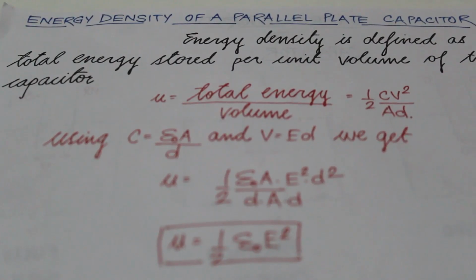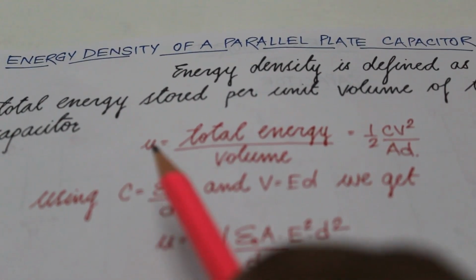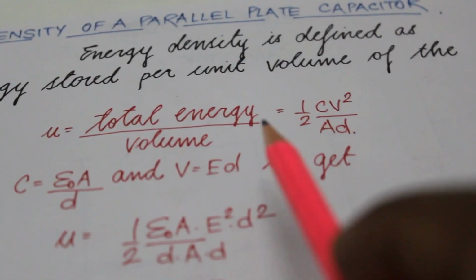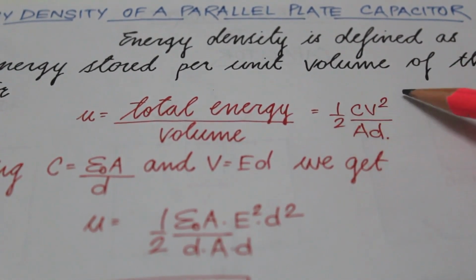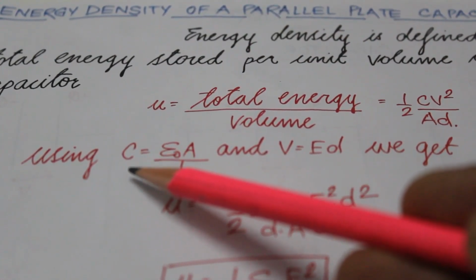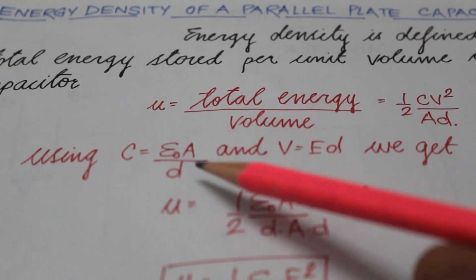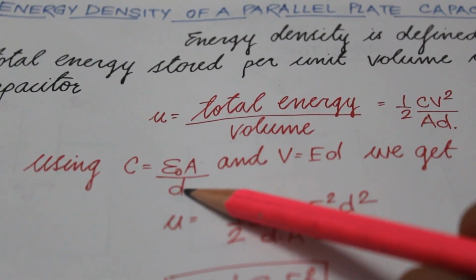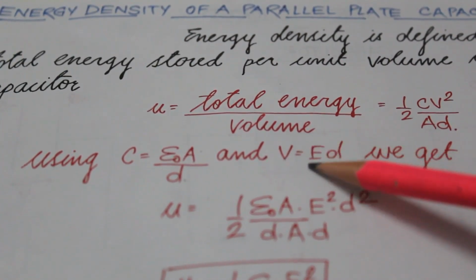Moving on, now we'll find out the energy density of a parallel plate capacitor. Energy density is defined as the total energy stored per unit volume of the capacitor, which is given by small u. So small u is equal to total energy upon volume. As we have already discussed, total energy is given by half CV square, upon AD. Now we know that the capacitance of a parallel plate capacitor is given by epsilon naught A upon D, where A is the area of the plate, D is the distance between the two plates, and potential is given by E into D.